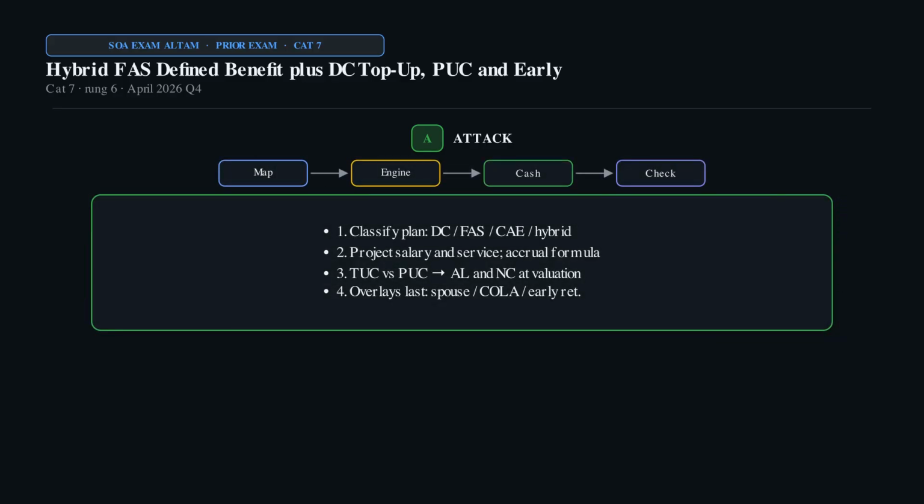Attack with the Category 7 checklist. Step 1. Classify plan, DC/FAS/CAE/hybrid. Step 2. Project salary and service, accrual formula. Step 3. TUC versus PUC/AL and NC evaluation. Step 4. Overlays last, spouse/COLA/early ret.